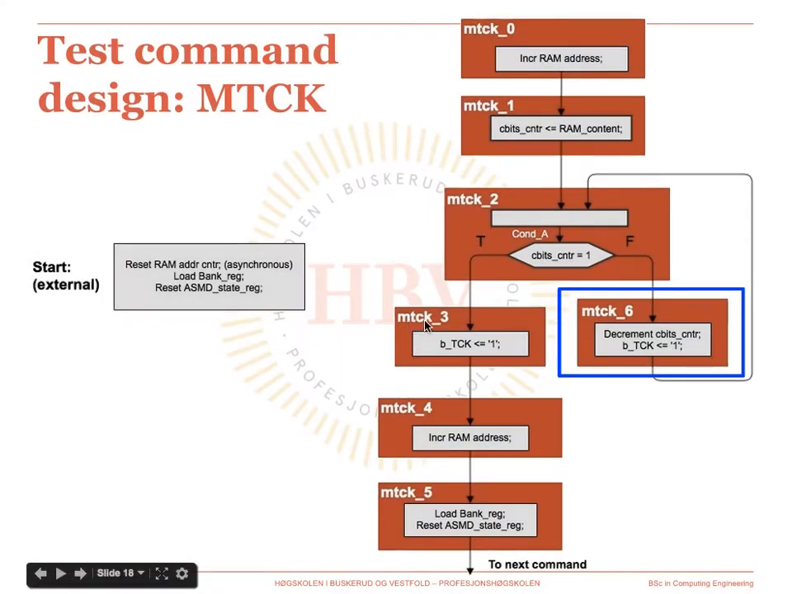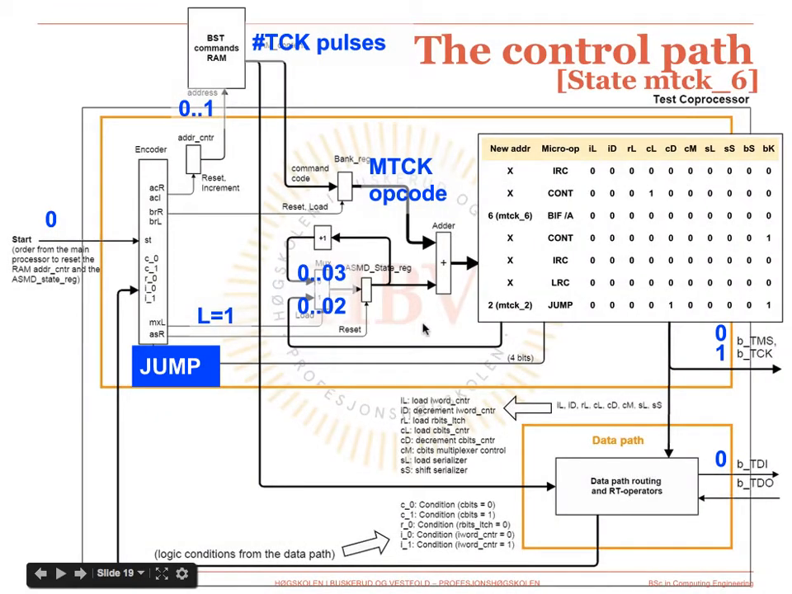The one state that we did not look into, because we only needed to drive one TCK pulse, was MTCK6. Let's see what happens in this state to conclude this presentation. In MTCK6 we need to decrement the current bits counter and to set the board TCK pin to 1. Let's check how this takes place in the control path.